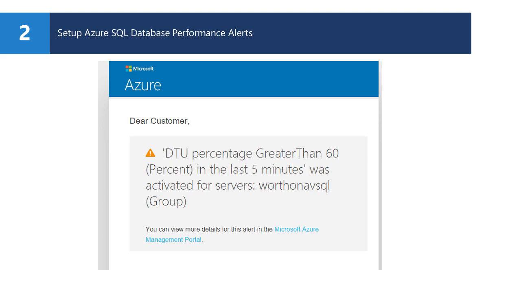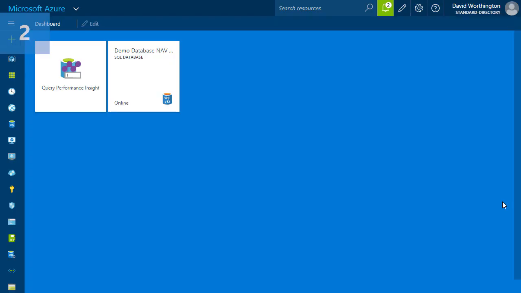So here's an example mail showing what you get from Azure, telling me that the DTU percentage on my database was greater than 60% of the allocated DTU during a period over 5 minutes. So let's see how we set that up. Let's switch over to the Azure portal.